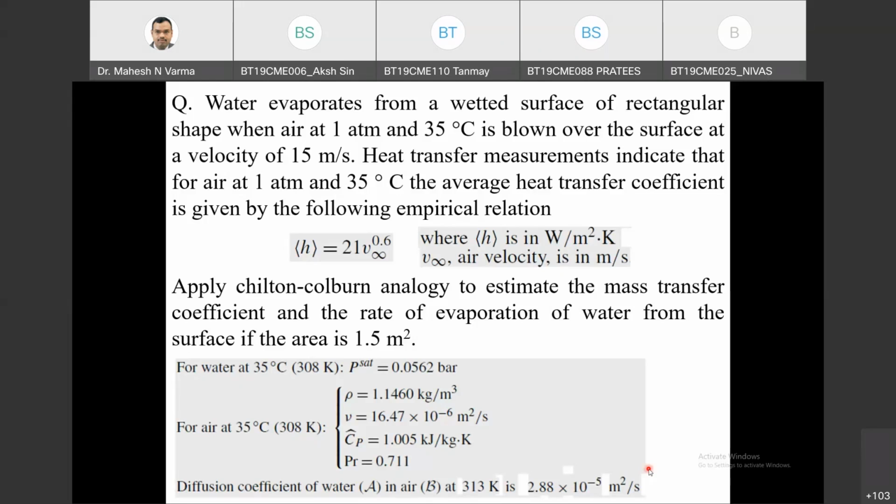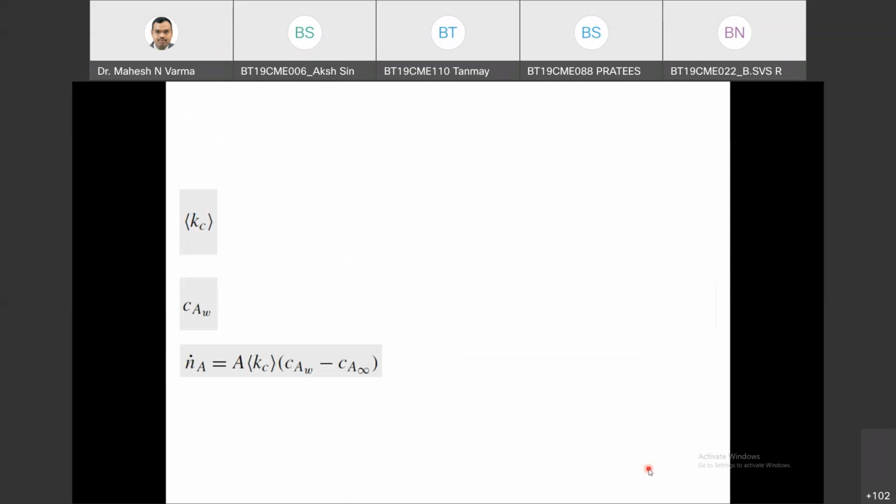Roll number 22. Hello? Yeah, how do we get mass transfer? What is the Stanton number for mass transfer? Sir, it's... What is the Chilton-Colburn analogy? This is a very pathetic situation actually.